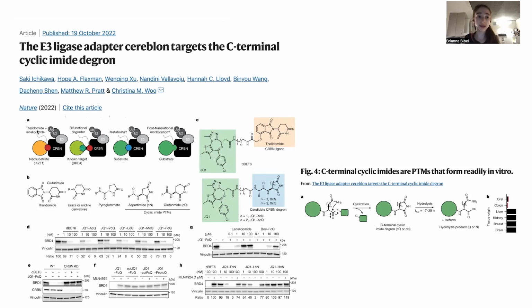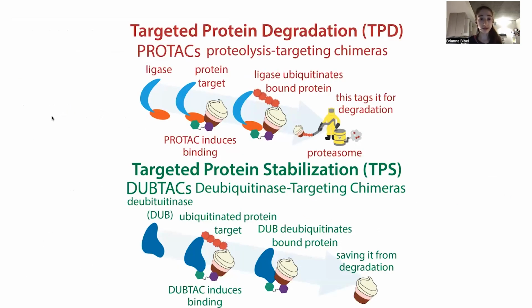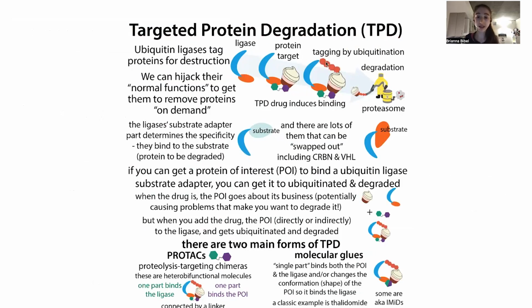And so these thalidomide and lenalidomide, let me step back and tell you a little bit about these. These are actually examples of what we call molecular glues. I'm going to be talking most about PROTACs, but it's also important to mention that there's this other class of TPD, this molecular glue. So let's get a little into the details and the distinctions.